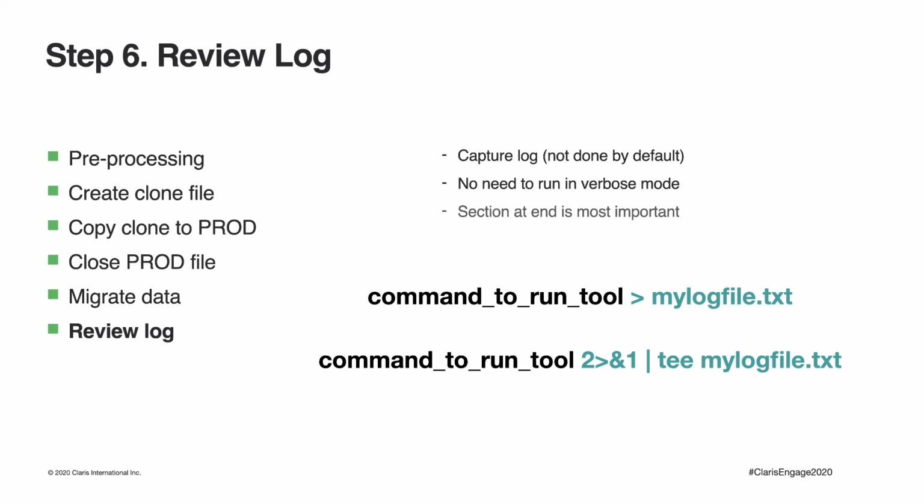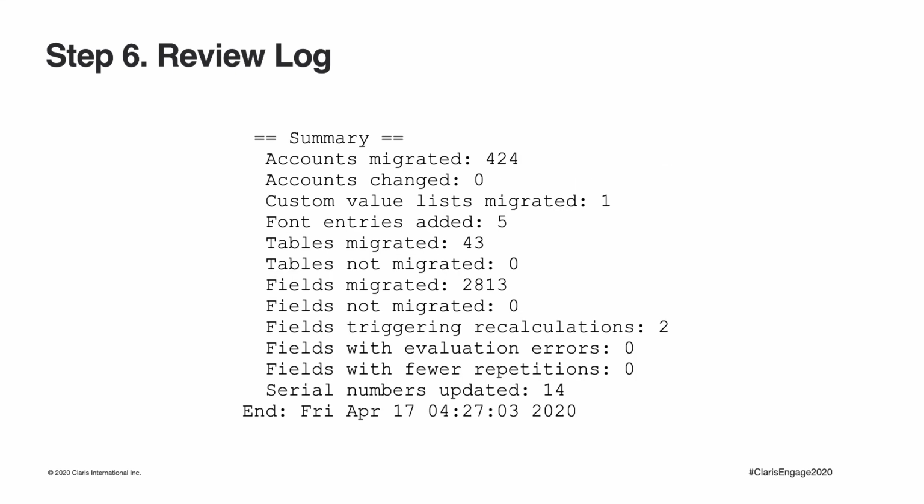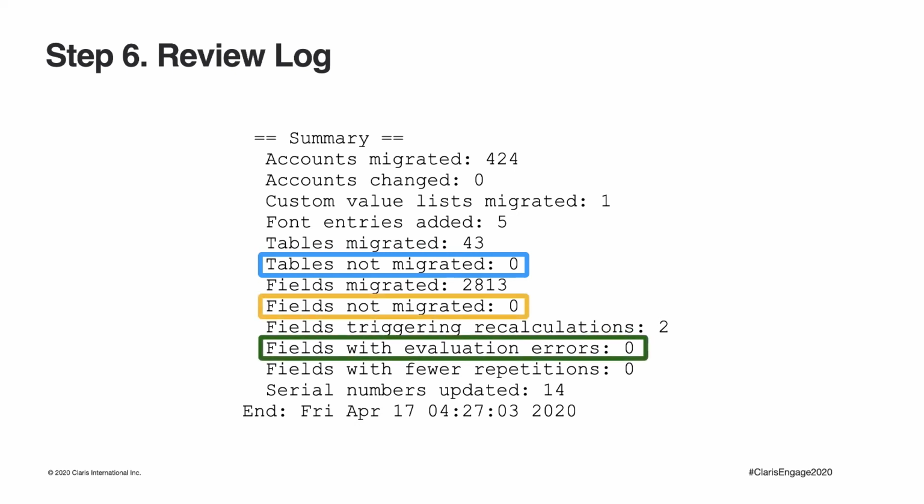When reviewing the log file, the summary section at the end is the most important one, so I recommend you start there. Here's an example of what that summary section looks like. When looking at it, check to see if any tables weren't migrated or fields, or if any of the stored calculation fields had errors as those calculations were reevaluated. In this case, all three show zeros, which is what we want to see.